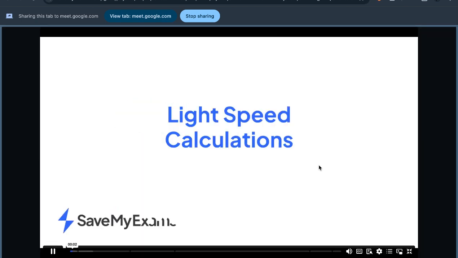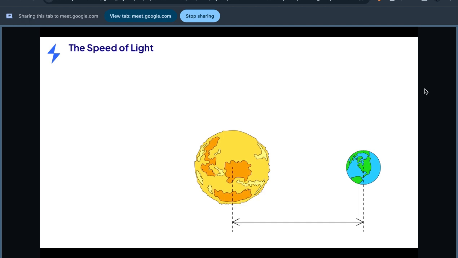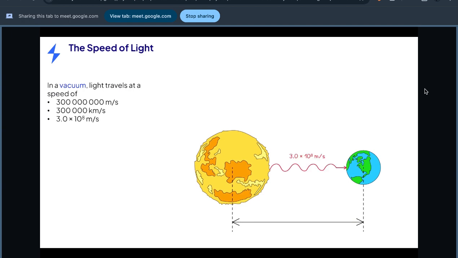In this video, we'll look at distances on an astronomical scale, including calculations involving the speed of light. Light travels through space at a speed of 300 million meters per second. That's 300,000 kilometers per second, or 3 times 10 to the 8 meters per second. That's 3 followed by 8 zeros. The speed of light is constant throughout the universe. It is the fastest known speed, and nothing can travel faster than this.